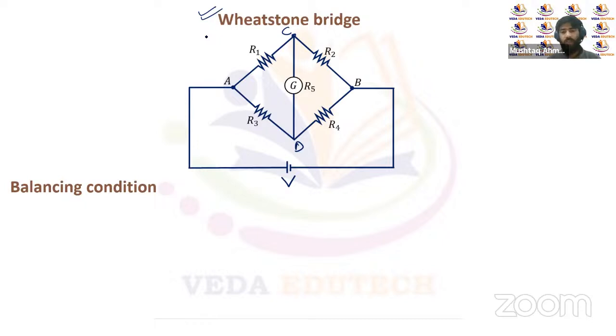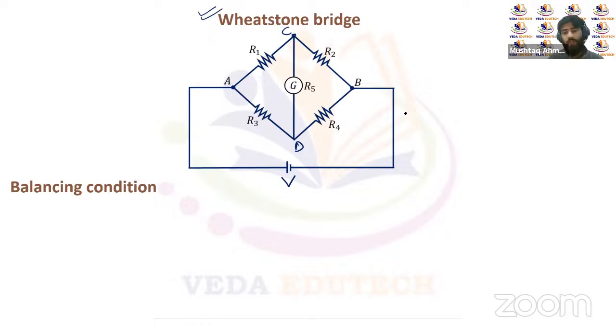The importance of this circuit is that if we have three known resistors and one unknown resistance with us, then with the help of this Wheatstone bridge, we can actually find the resistance of the unknown resistor. So the application of the Wheatstone bridge is to find the resistance of an unknown resistor.